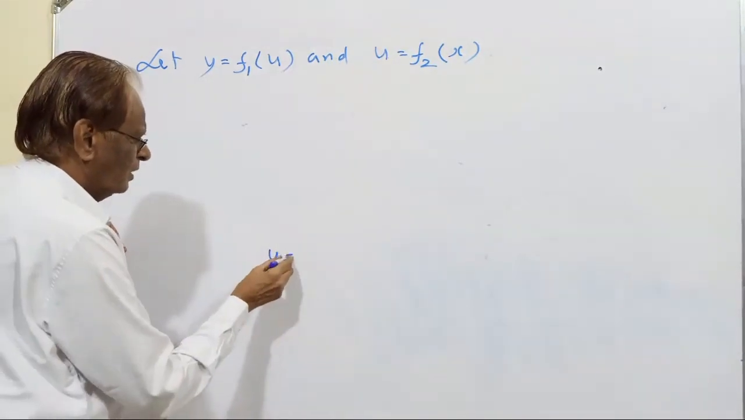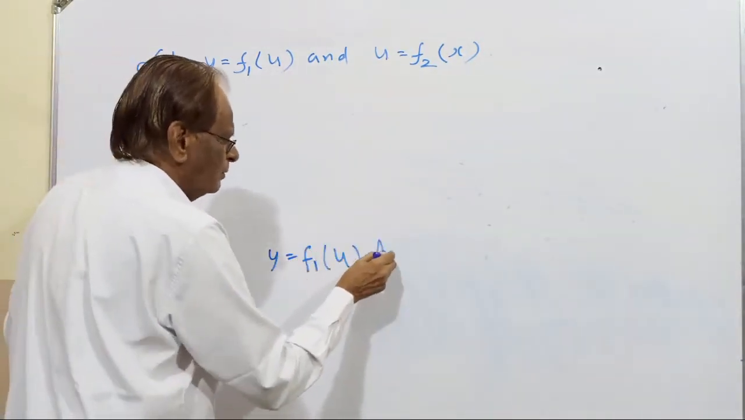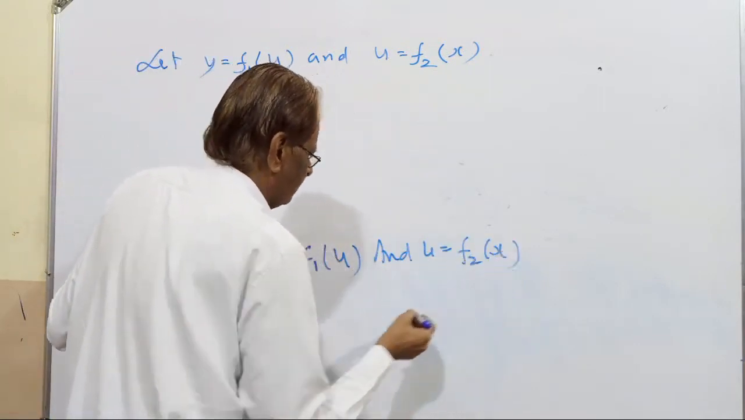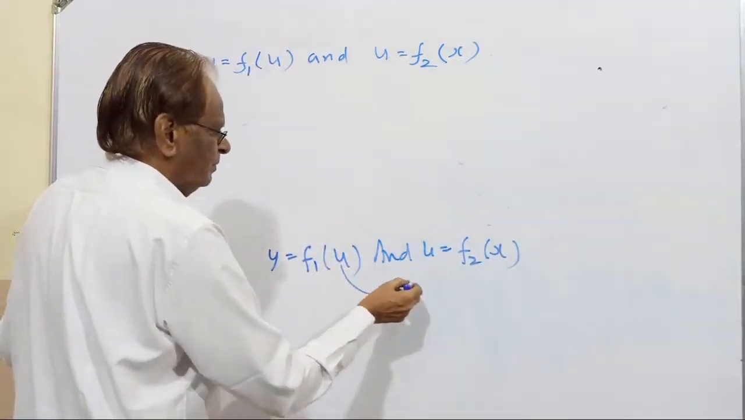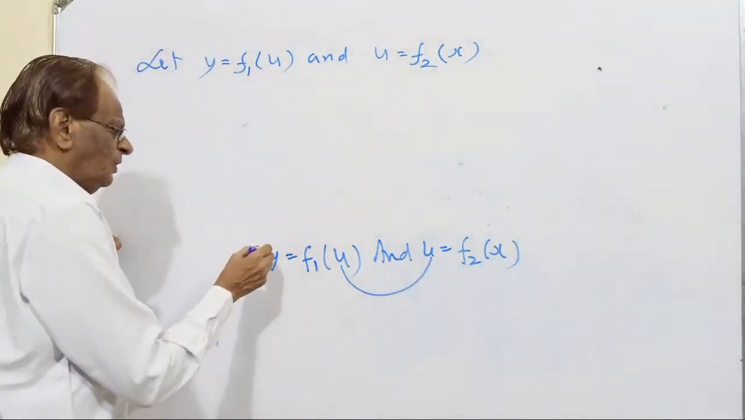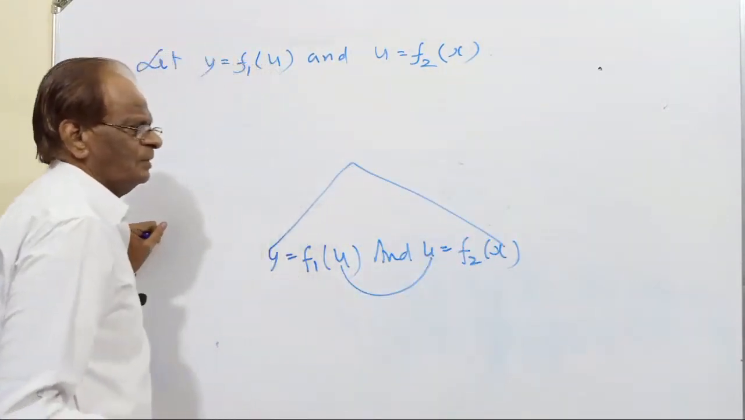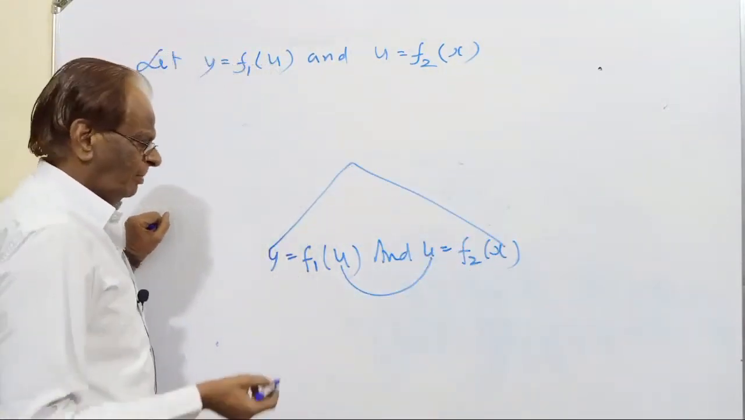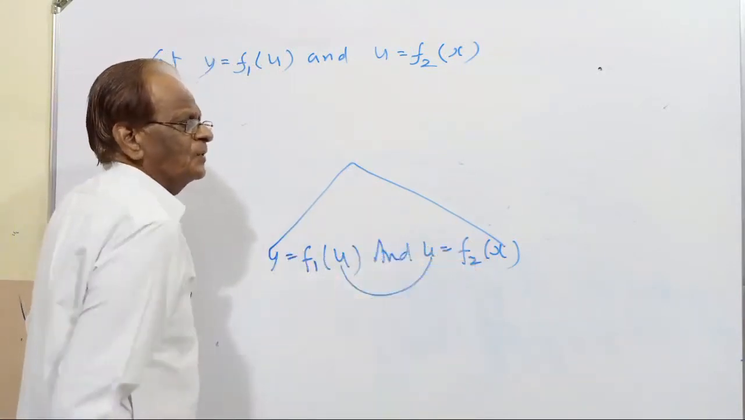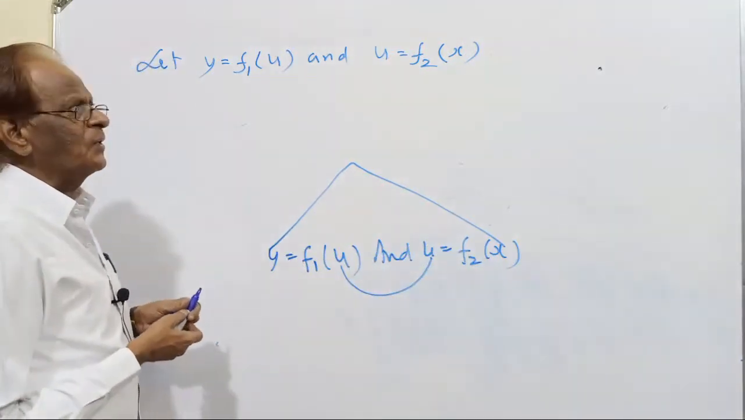First, y is a function of u. Second, u is another function of x. Now this y is called a composite function of x. This y is called a function of x. Called y is a product of two functions.